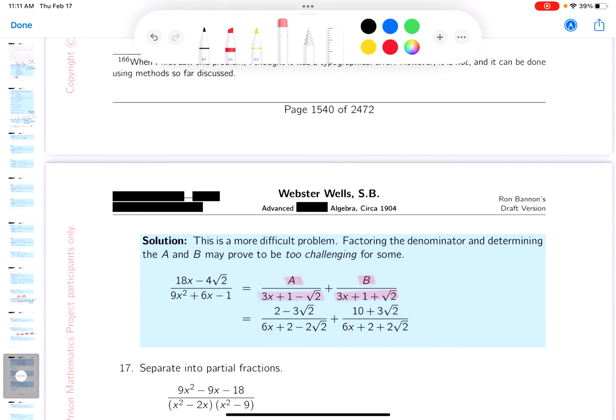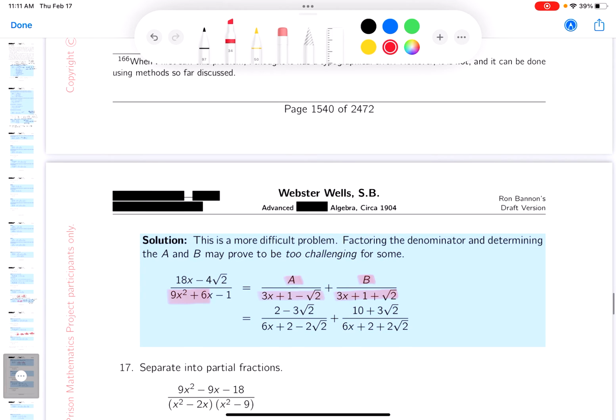Well, you're supposed to multiply both sides by the LCD. I want to point out this here is the LCD, and the product of those two denominators gives you the 9x squared plus 6x minus 1. So if you did the multiplication, I want to write it down for you. It looks really kind of nasty to me. It would give you 18x minus 4 root 2 equals, and then I got this really kind of nasty problem over here.